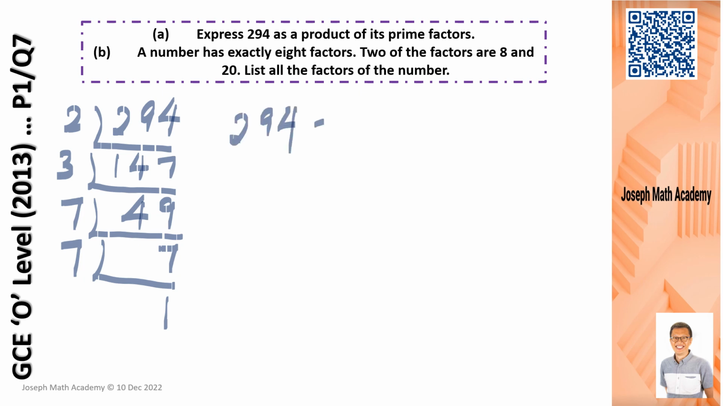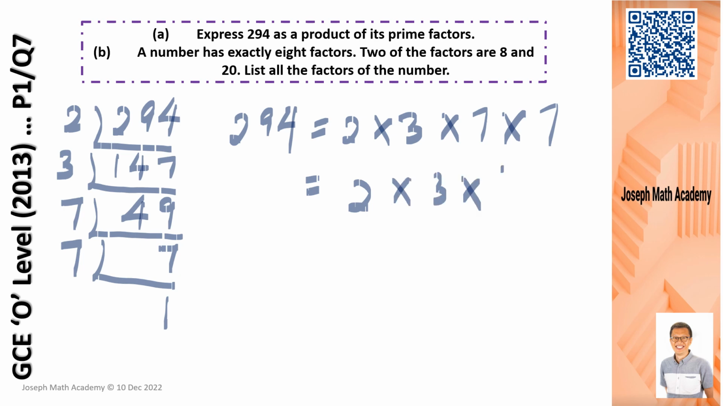294 written as the product of its prime factors should be 2 times 3 times 7 times 7. Simplified, we express it this way: 2 times 3 times 7 to the power of 2, or 2 times 3 times 7 squared. Okay, all right. Part A is done. I'm going to move on to part B in my next slide.